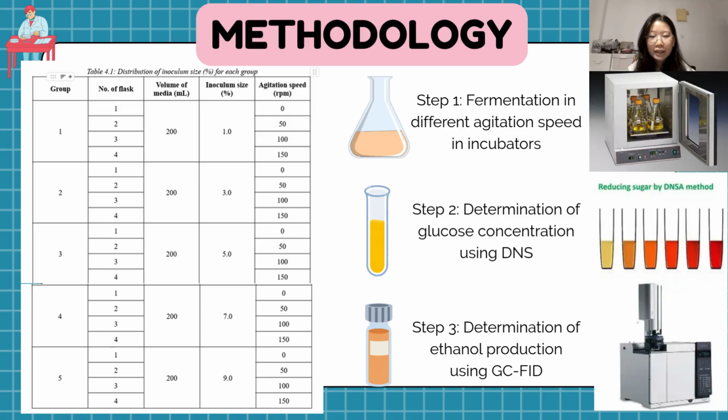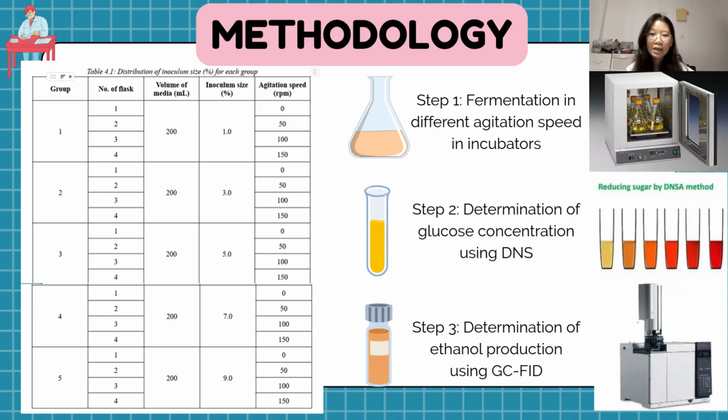Okay, so now we're explaining a little bit on the methodology. First of all, our group uses a 3% inoculum size, and we fermented the inoculum at four different agitation speeds, which are 0, 50, 100, and 150 RPM. We incubated them in a temperature incubator, and we set the temperature to 37.5 degrees Celsius with agitation at the different speeds that I've mentioned just now.